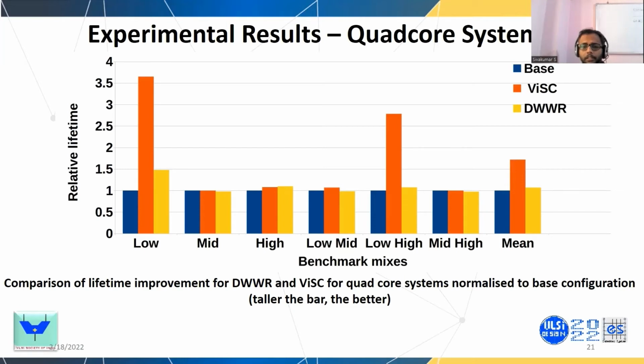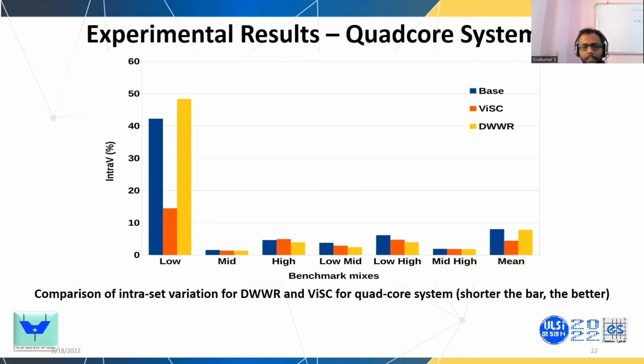In this case also, we could achieve better performance, but this improvement was clearly visible on low and low-high. This is basically because in 4-core architectures, the write variations were low, so it kind of saturated for performance improvement. This is evident from this intraset variation graph. We can see that intraset variations for mid-high benchmarks are low. That is one of the reasons for a comparatively lesser performance improvement in this case.